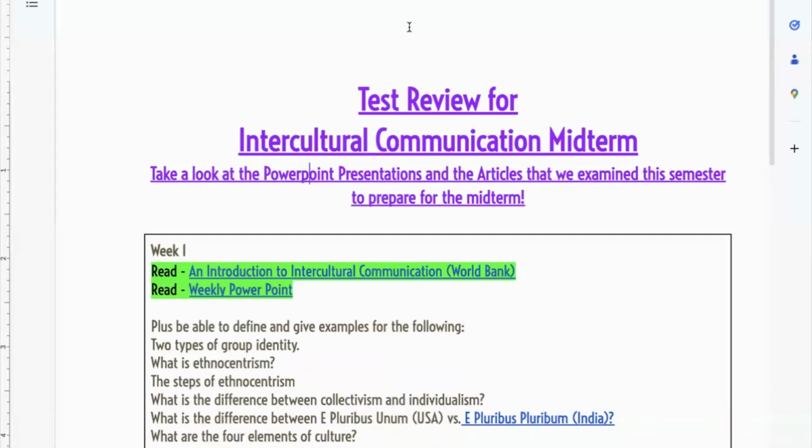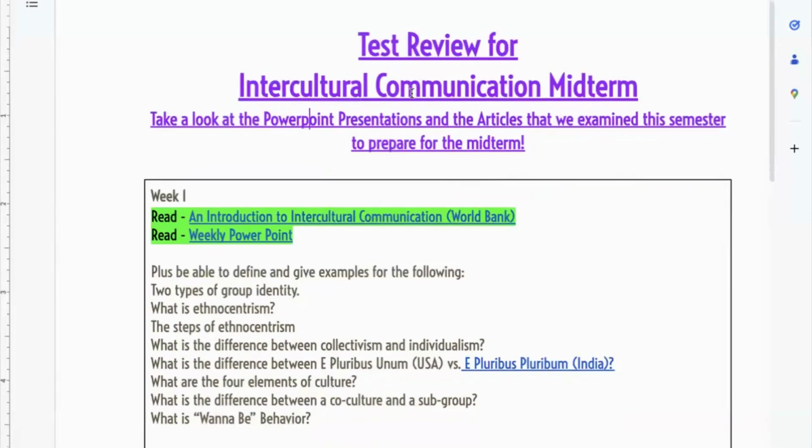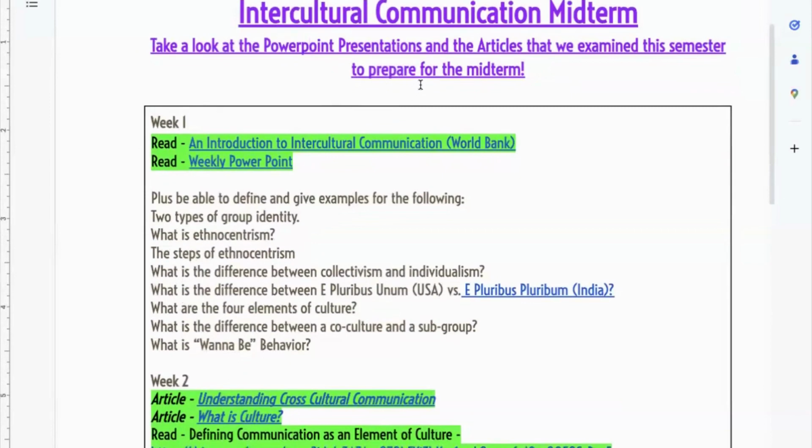The first thing that I want to emphasize is, please look over the PowerPoint presentations and the articles shared throughout the semester. They're on your syllabus, but just become very familiar with them. We've examined those every single week, and so we will go over everything from week 1 until the current week.